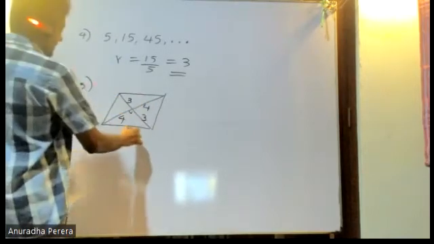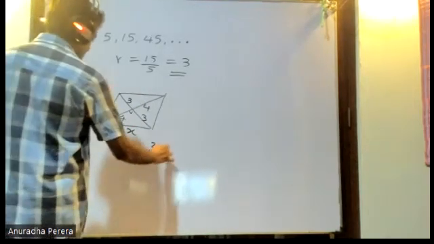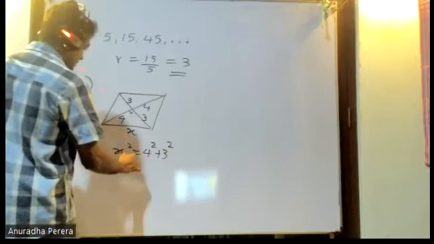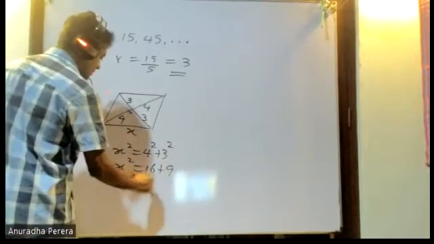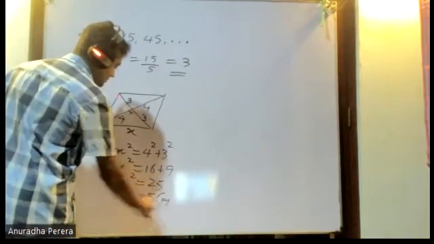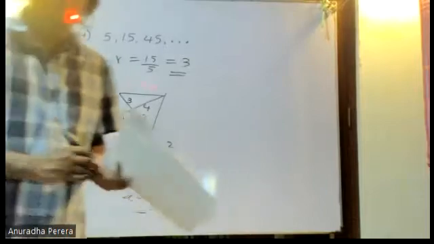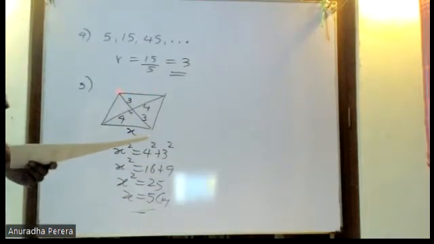You can apply Pythagoras relationship. X squared equals 4 squared plus 3 squared. X squared equals 16 plus 9. X squared equals 25. X equals 5 centimeters. Length of a side 5 centimeters.